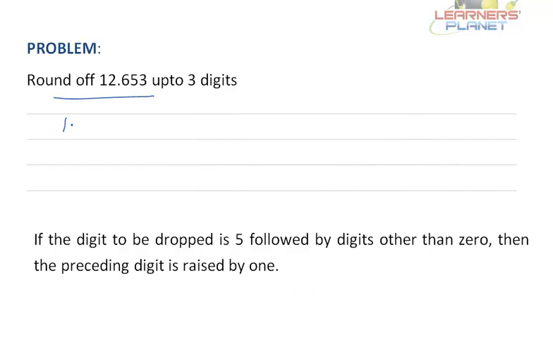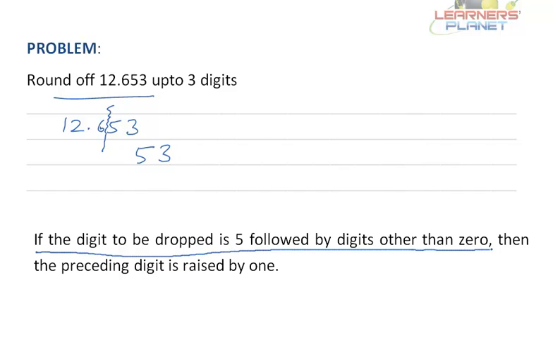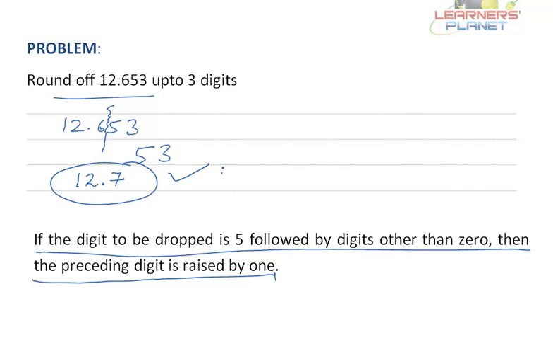Rounding off of 12.653 up to 3 digits. That means you have to round it off here. So the digit to be rounded off or the cutoff digit is 5, which is followed by 3, non-zero. Now let us look at the rule. If the digit to be dropped is 5 followed by digits other than 0, then the preceding digit is raised by 1. Okay, so it will become 12.7. Okay.